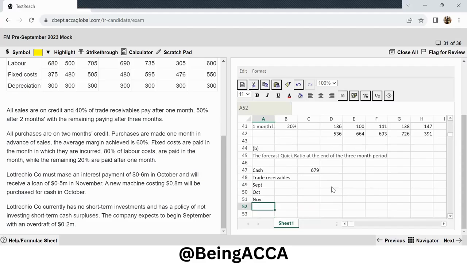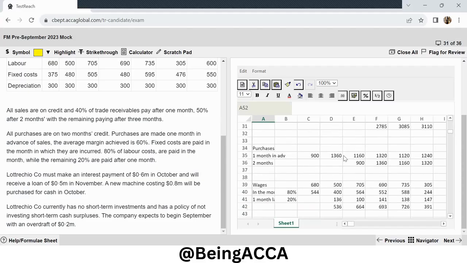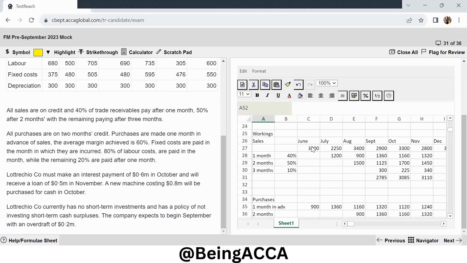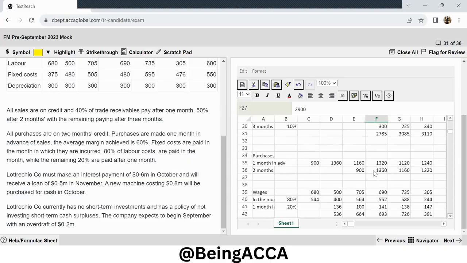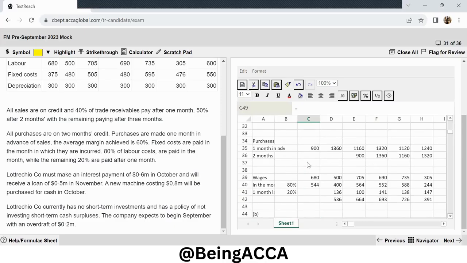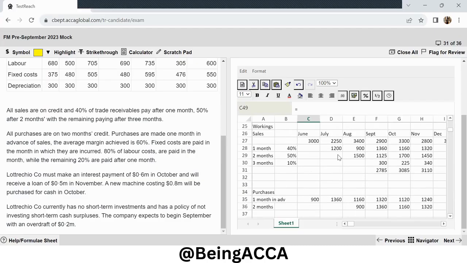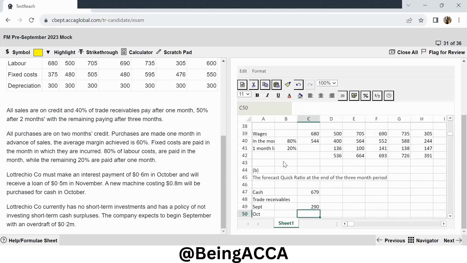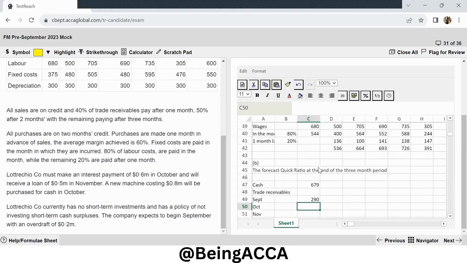The September people will be paying at the end of the 3-month period 10%, which we had just found out. So September people 10% would be 2900 multiplied by 10%, right? So 10% are paying at the end of the 3 months. So this will be 2900 multiplied by 10%. This is what I'm going to be receiving in the month of November.